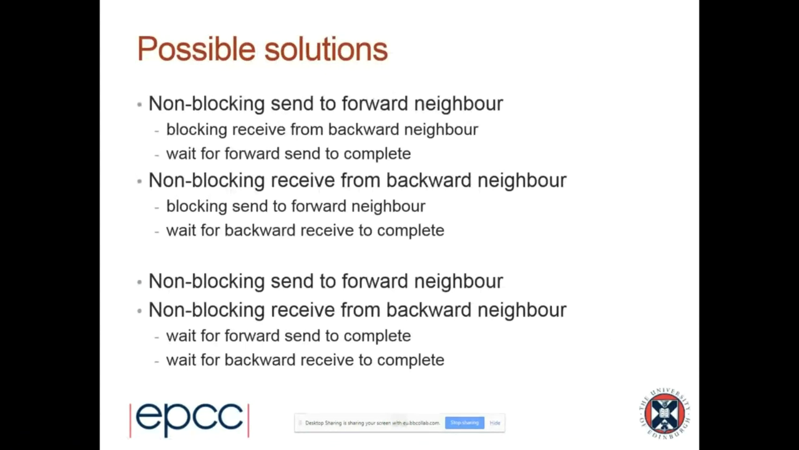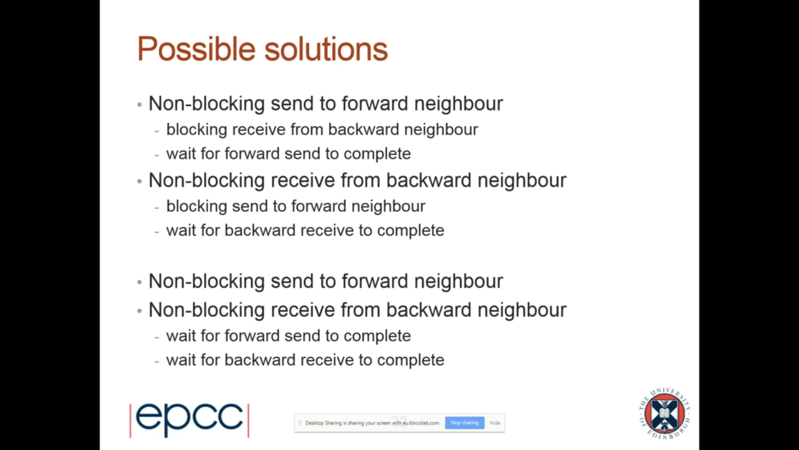So there are many possible solutions to this, and I illustrate this maybe easier from a physical classroom, but one thing you can do, imagine I'm one of these processes in a line. So I have a neighbor up the way, that to me is rank plus 1, and that's rank minus 1. I could do a non-blocking send to the forward neighbor.